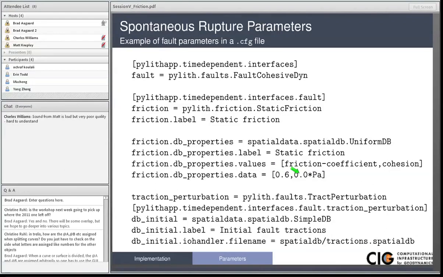Then we have our traction perturbation. We're just going to use an initial traction perturbation. In this case, we'll use one of our simple spatial databases. We give it our label for that spatial database so that that's included in error messages, and then the file name.